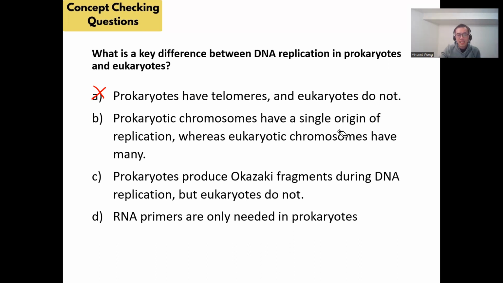Prokaryotic chromosomes have a single origin of replication, whereas eukaryotic chromosomes have many. That's true. I told you ours is very long, so it only makes sense to have multiple bubbles to speed up the process. Prokaryotes produce Okazaki fragments, but eukaryotes don't. That's not true. We both do. Both prokaryotes and eukaryotes have Okazaki fragments and RNA primers. So the answer is B.